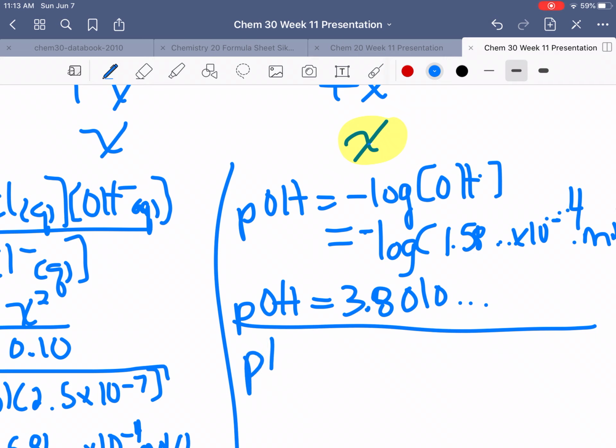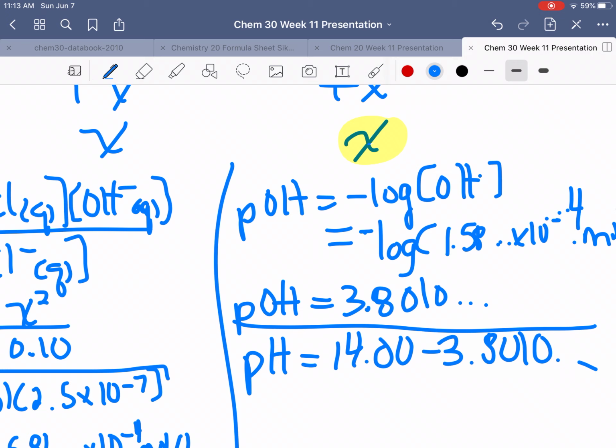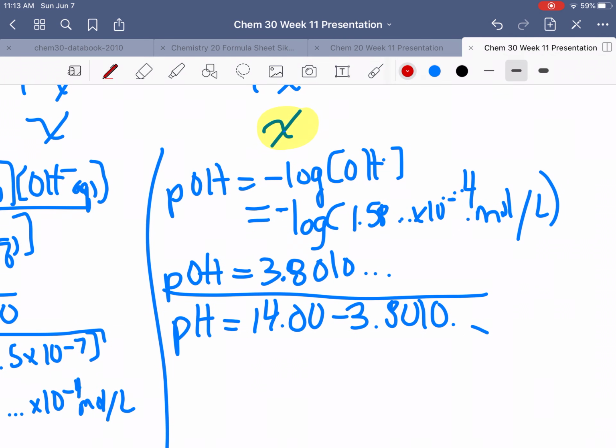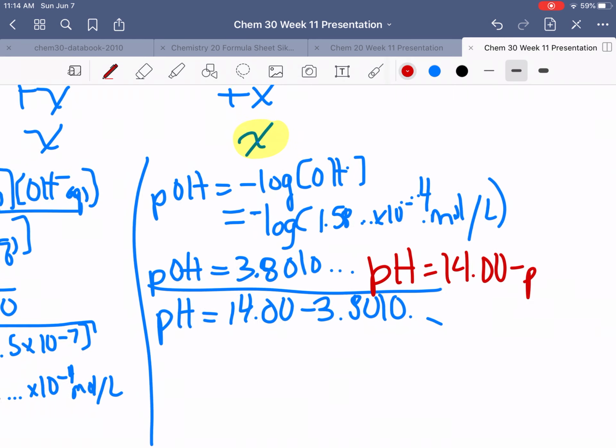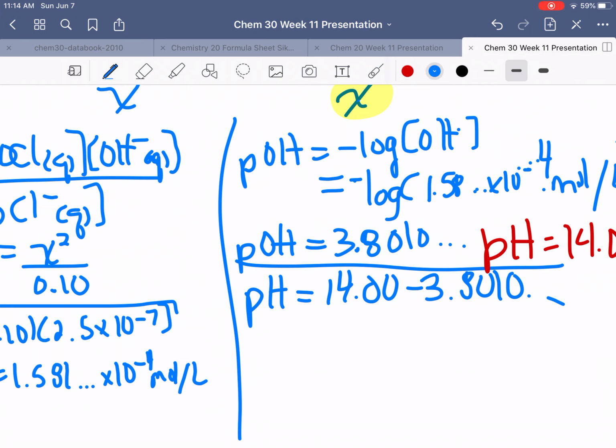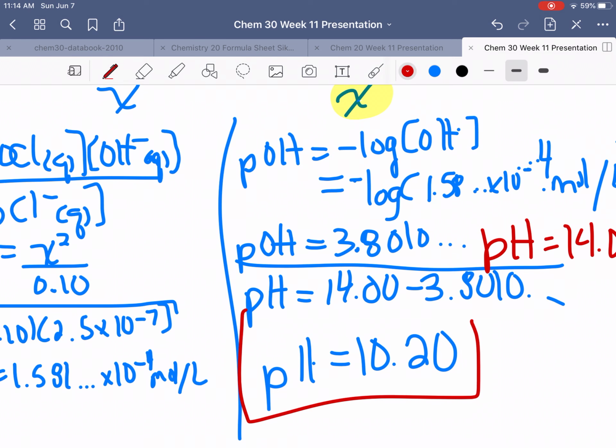All right. Love this formula. pH equals, so easy, 14.00 minus 3.8010, blah, blah, blah. So ultimately, guys, I didn't write out the formula, I should have. This was that pH equals 14.00 minus pOH, if I lost any of you, right? Okay, now you can round. We have an original concentration of hypochlorite with 2 sig digs, so my pH also needs 2 sig digs. It'll be 10.20.